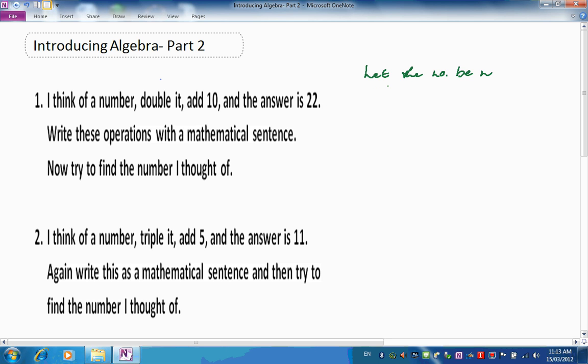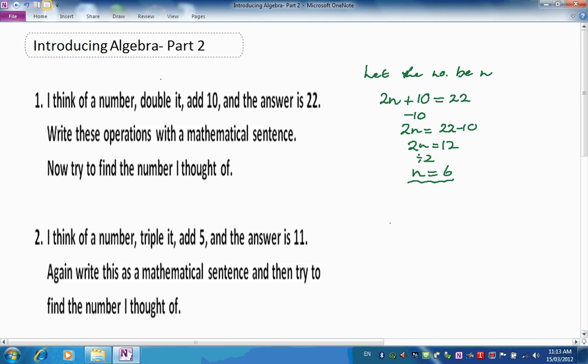I think of a number, double it, that's 2n, add 10, and the answer is 22. What did I have before I added that last 10? So let's take it away. After doubling the number, we would have had 22 take 10, which was 12. So what was the number? Let's reverse that doubling by dividing by 2, and the number would have been 6. Problem solved. Let's do number 2 now.